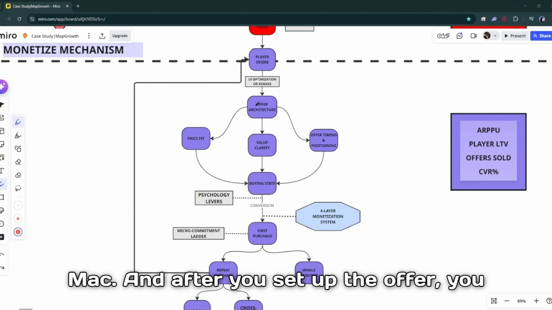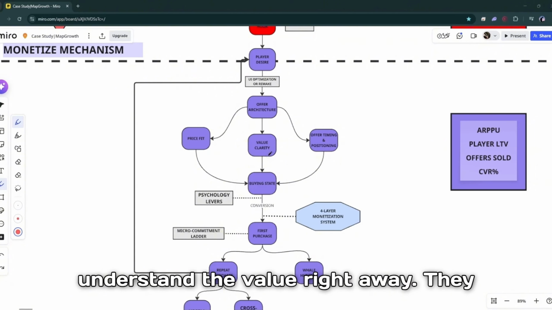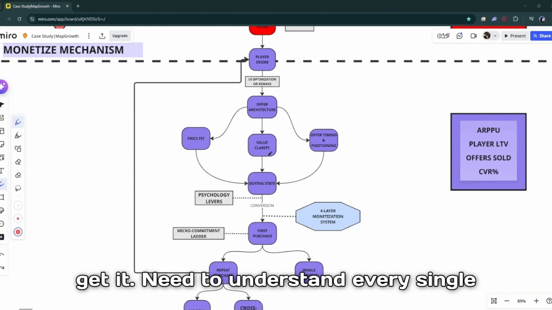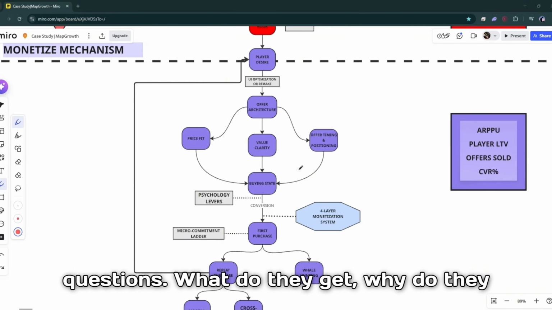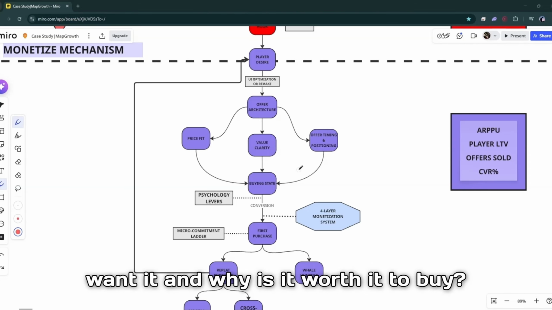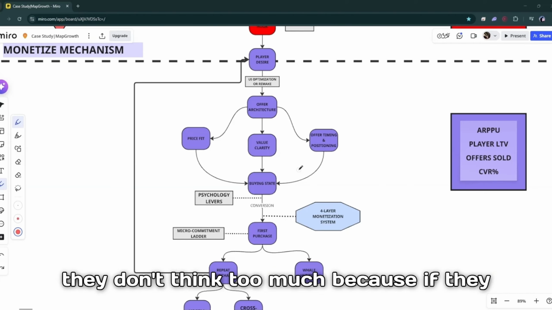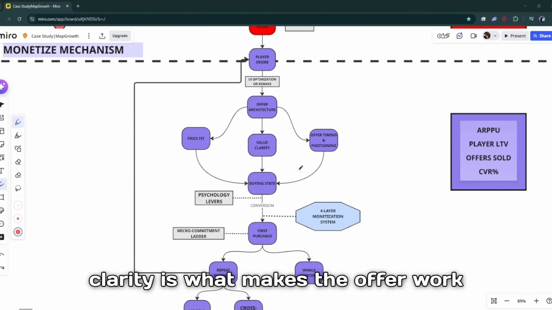And after you set up the offer, you need to move to the value clarity. This is the part where the player needs to understand the value right away. They need to look at your offer instantly and get it. You need to understand every single thing. You need to answer all of the questions like what do they get, why do they want it, and why is it worth it to buy. You really just have to make it simple so they don't think too much. Because if they think, you will just lose them and lower your conversion rate. Because value clarity is what makes the offer convert really well.